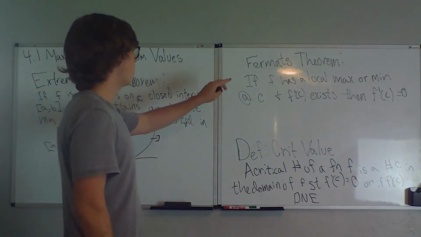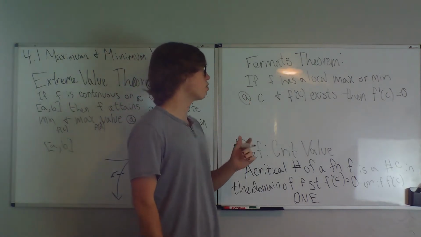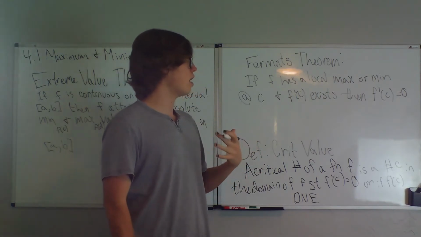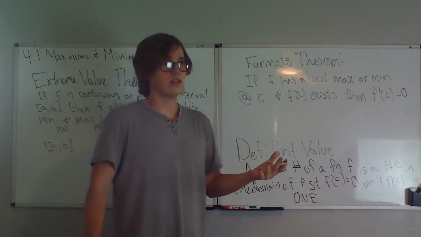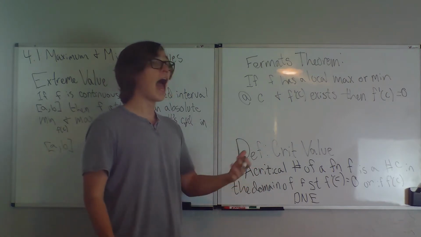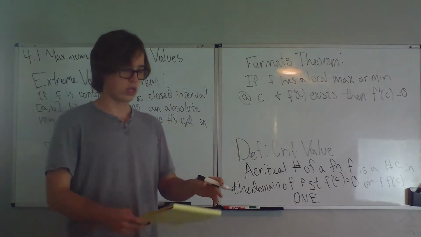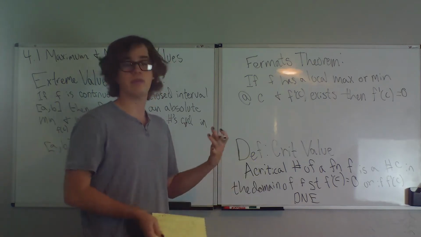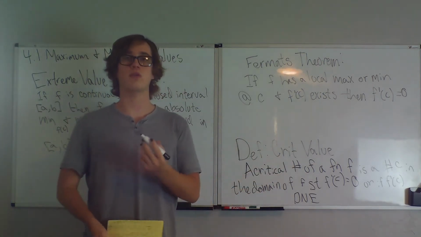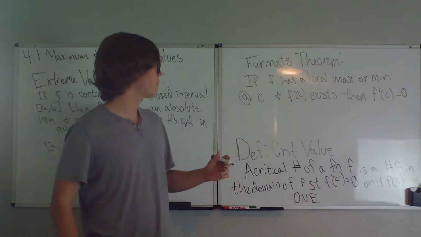Now, onto Fermat's theorem. I'm not sure that's how you say it, but it states if f has a local max or min at C and f prime of C exists, then f prime of C equals 0. So what is this saying? It's saying that if there is a local max or min on your function, the derivative at that point C is equal to 0. But you can't just set f prime of C equal to 0 and solve for it, because sometimes you won't get what you're looking for. Sometimes you may get a point that does not exist or something like that.